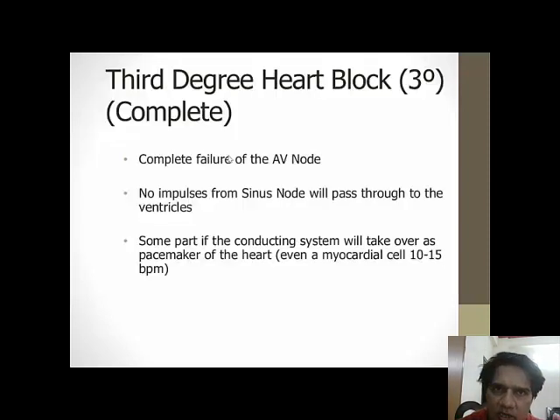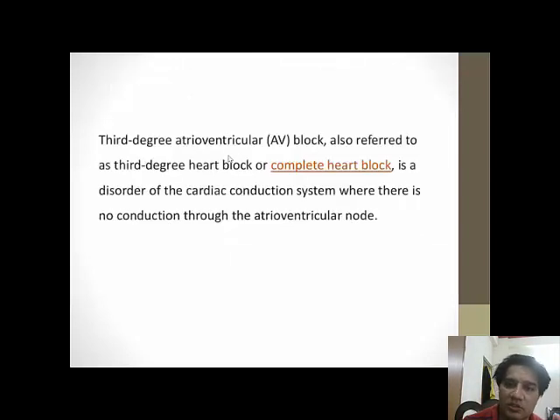Now, third degree heart block. Here, atria and ventricles don't talk to each other at all. So you have complete failure of the AV node. No impulse from the sinus node will pass to the ventricles. So the ventricle will go at its own rate, right? At 20 to 30 beats per minute. The sinus will go at its own rate. It is also called complete heart block, and the blood supply to the brain is impaired.